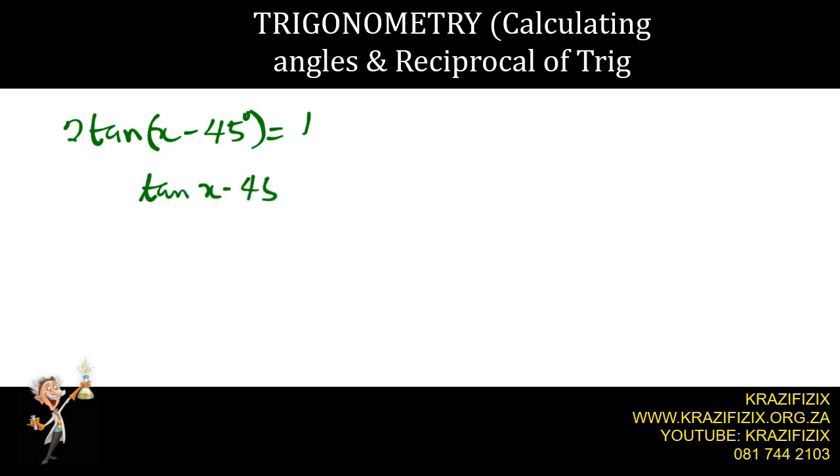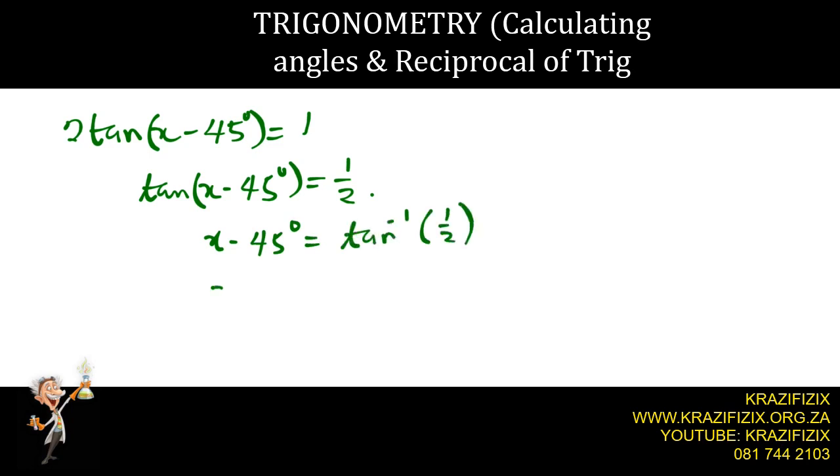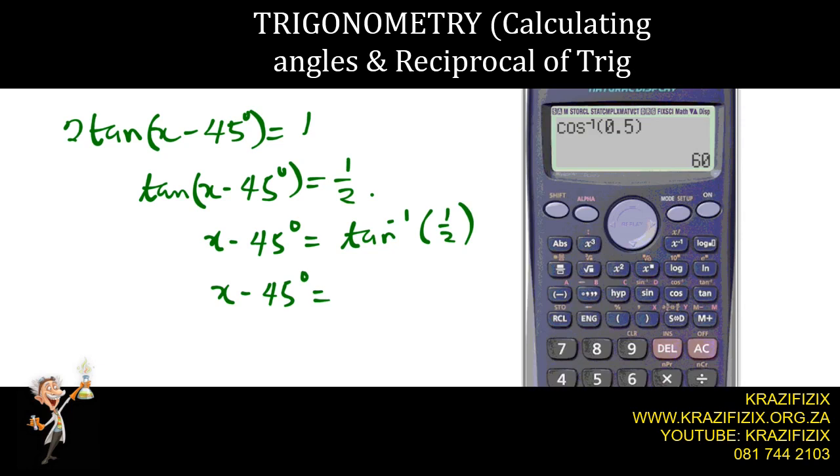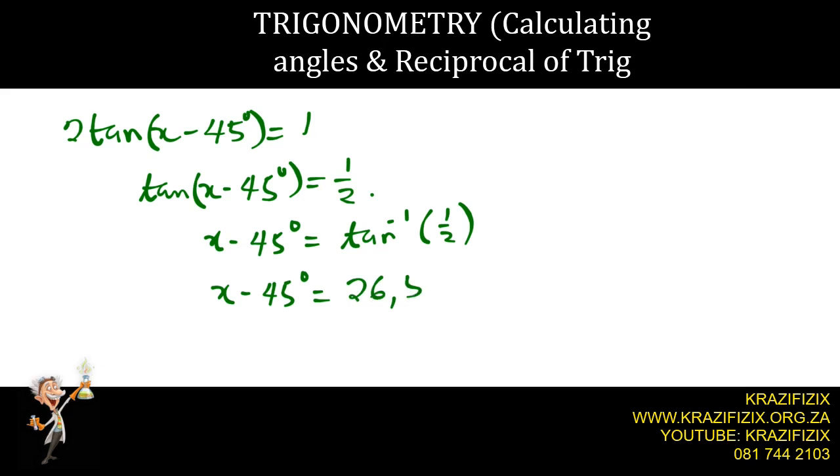Sine of 10x minus 45 degrees equals 1 over 2. That is dividing both sides, right? 10x minus 45 degrees, therefore, is what? Shift sine of 1 over 2. Alright, let's go again. Shift sine of a half, or you can just simply type 0.5 again. This is going to be 26.565, and it continues.